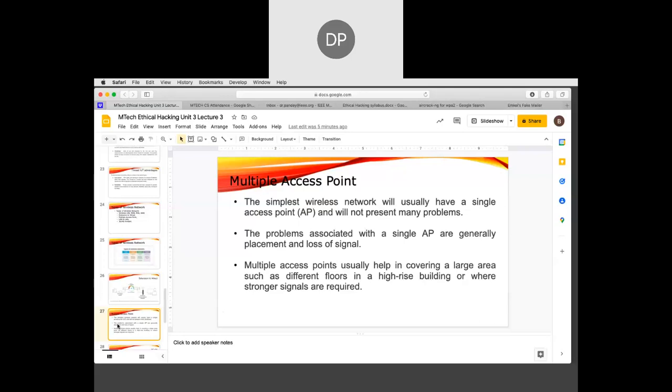Then multiple access points. The simplest wireless network will usually have a single access point and will not present many problems. The problems associated with a single AP are generally placement and loss of signal. Multiple access points usually help in covering a large area, such as different floors in a high-rise building, or where strong signals are required.